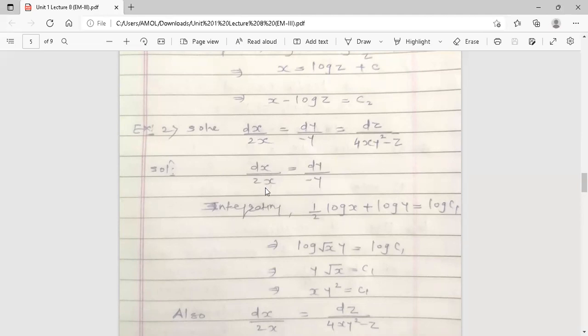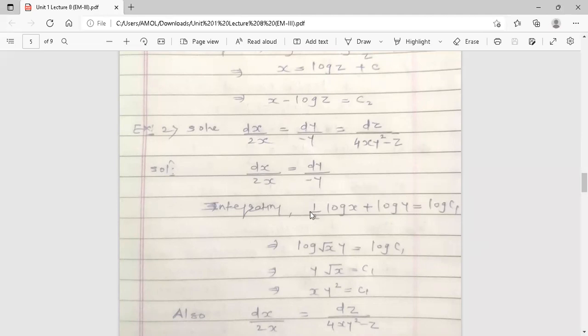Integration of 1 by x is log of x, is equal to integration of 1 by y, which is log of y. Because of the minus sign, we can shift the term to the LHS, so plus log of y is equal to log of c1. The constant of integration is log of c1 here, because in the LHS both the terms are log functions, so you consider the constant of integration as log of c1.